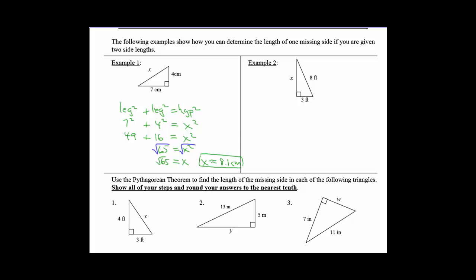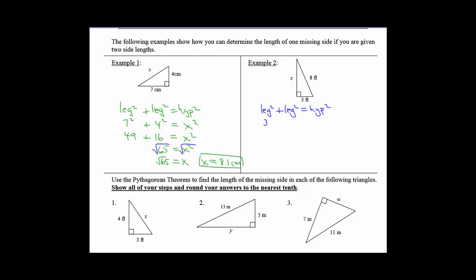Example 2 is very similar, except in example 2, instead of knowing both of the legs and having to find the hypotenuse, we know one of the legs is 3. The other leg, which is formed by the 90-degree angle, is called x. 8 is actually the hypotenuse in this problem. So let's go ahead and start with our formula. Leg squared plus leg squared equals hypotenuse squared. And then let's plug in what we know.